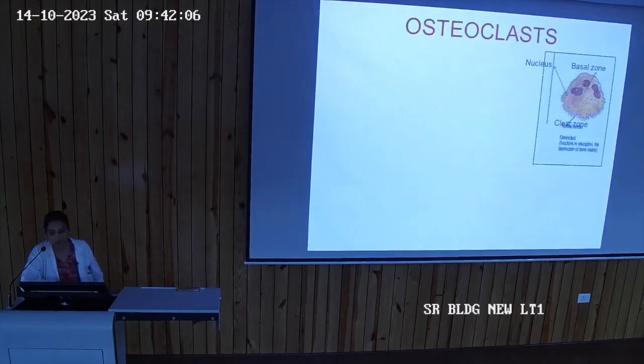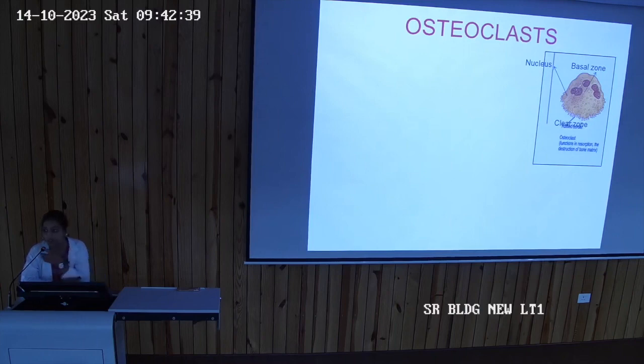Next is osteoclast. This is a multinucleated cell. How were all the others? Uninucleated. Osteoclast is a multinucleated cell and it is responsible for bone resorption. The border of the cell which is in contact with the bone surface for resorption is ruffled in shape. So the lower part which is in contact with the bony surface is the ruffled border, where this resorption of the bone takes place. And what you have to remember is, it is multinucleated.